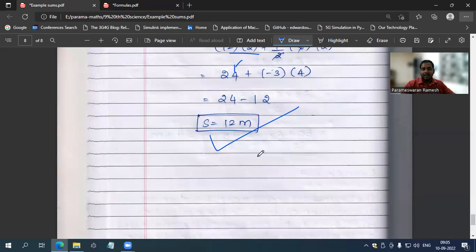So this is all about example 8.7. In further classes, we will discuss the exercise sums of chapter 8, Motion.